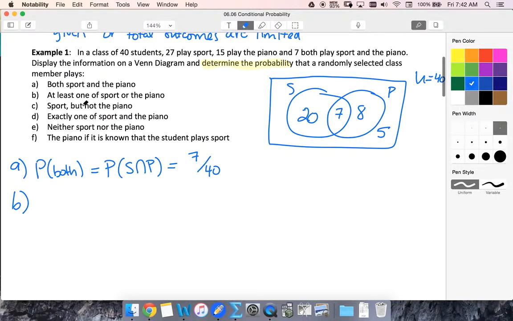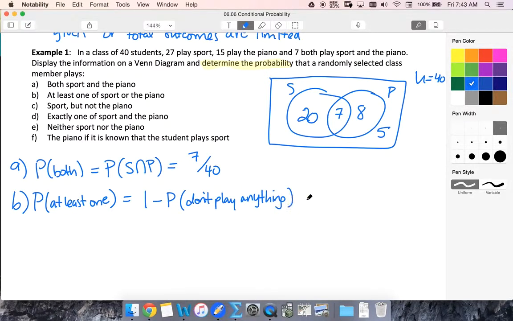At least one. So at least one means that these are the people who are not these people, so the people who don't do neither. So at least one is all of the people, 100% of the people, minus the people who don't play anything. So that will be 1 whole minus 5 out of 40, or 35 out of 40. The other thing we could have done is we could have added all of these to get 35.